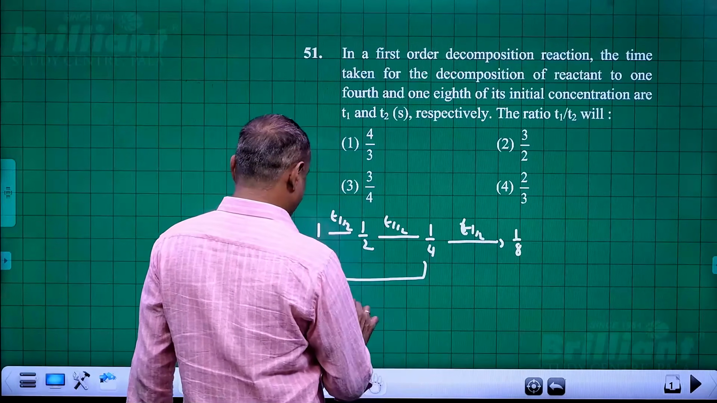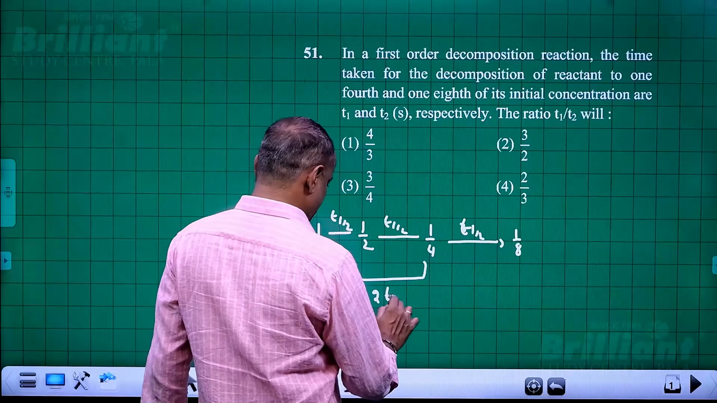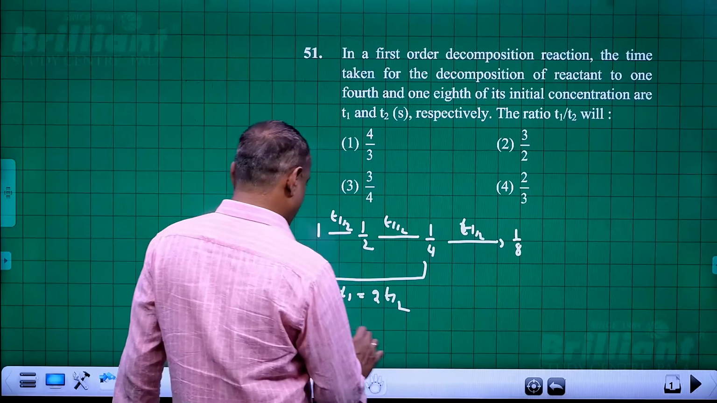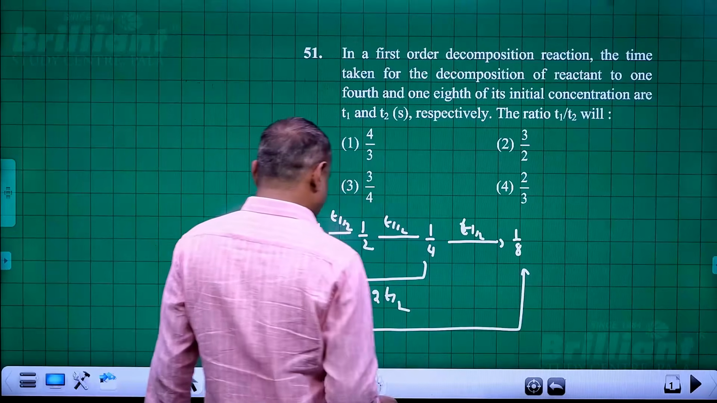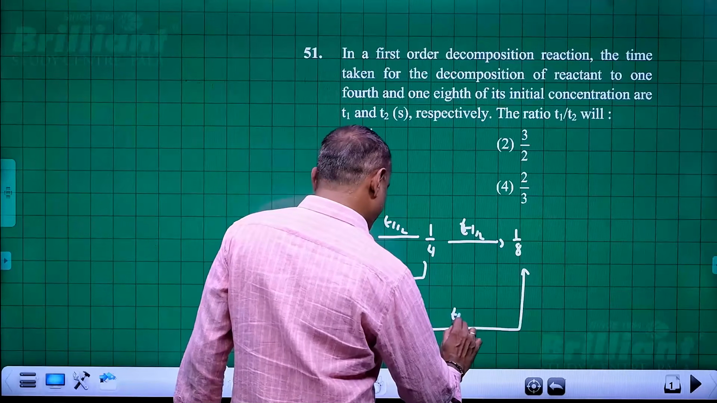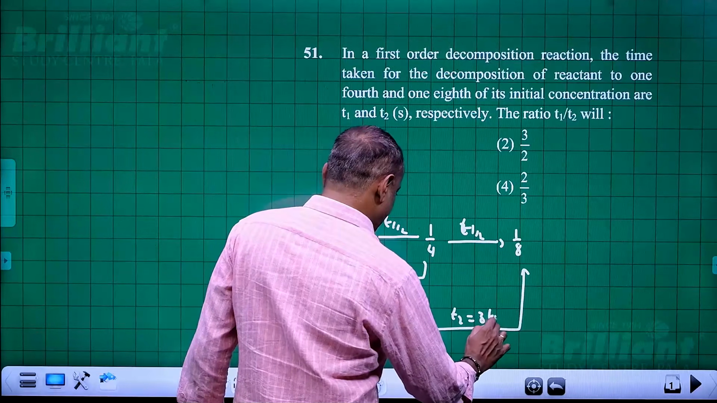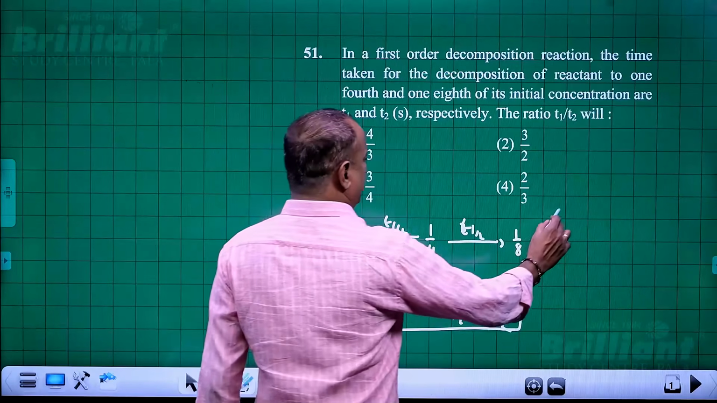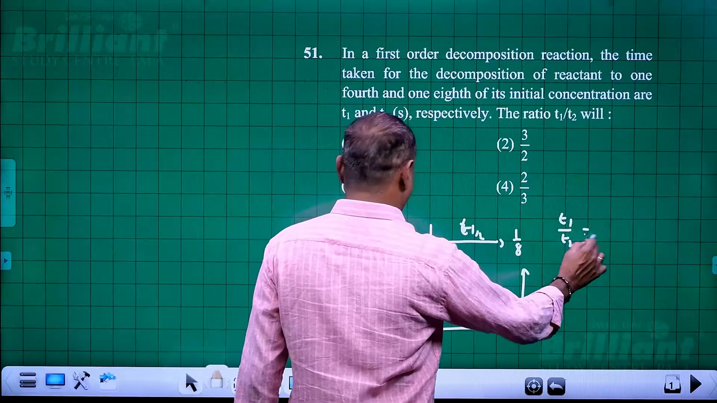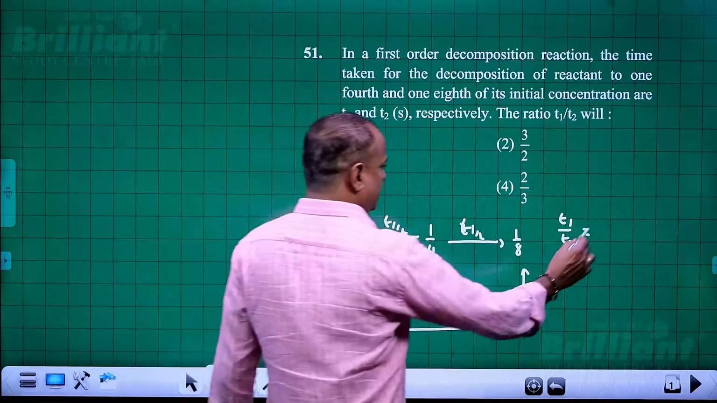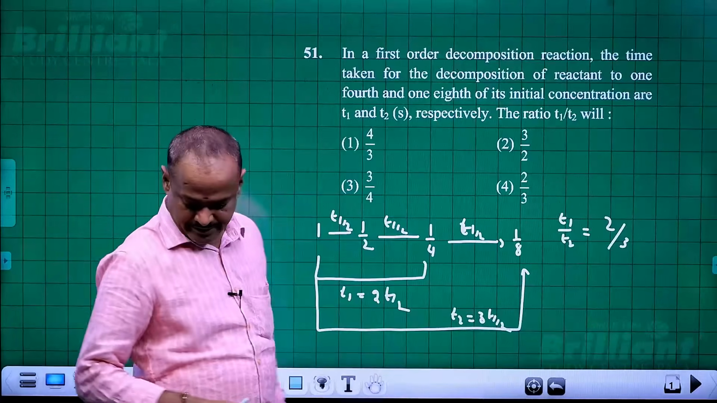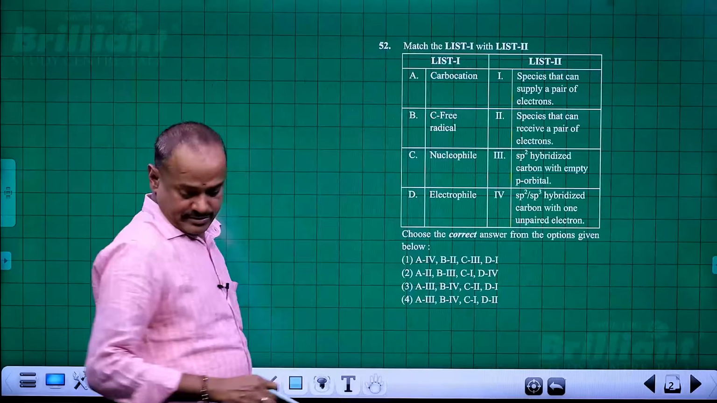So T1 is equal to 2 half-lives. T2 is equal to 3 half-lives. So T1 by T2 is equal to 2/3. Okay, option 4.